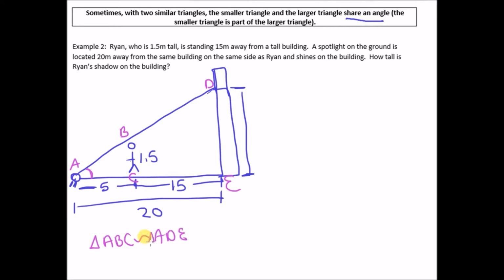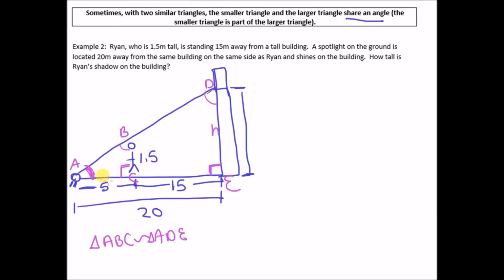triangle ADE. Okay, so the angles A and A are going to be the same, and then C and E are going to have 90-degree angles. So again, by default, since A and A are the same and C and E are the same, then B and D are going to be equal as well. Okay, so we need to find this height. We need to find DE.